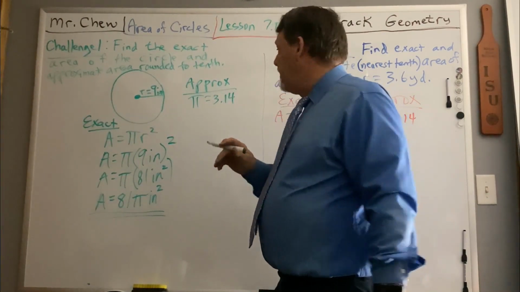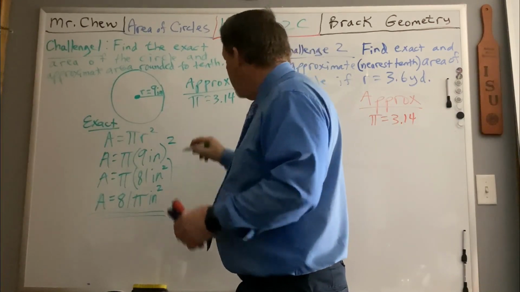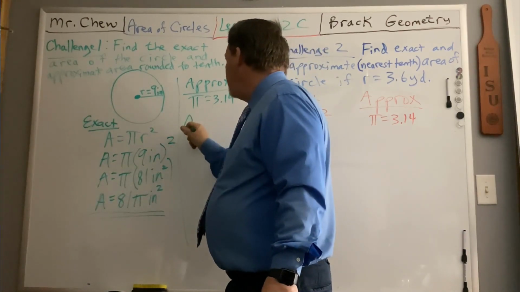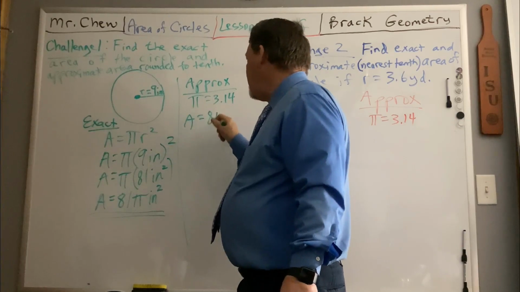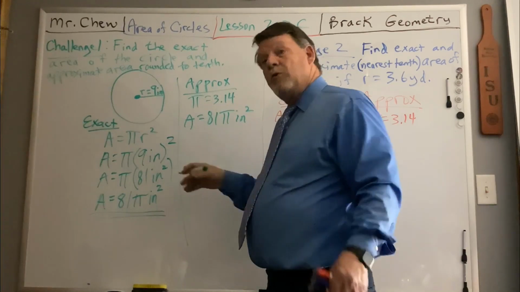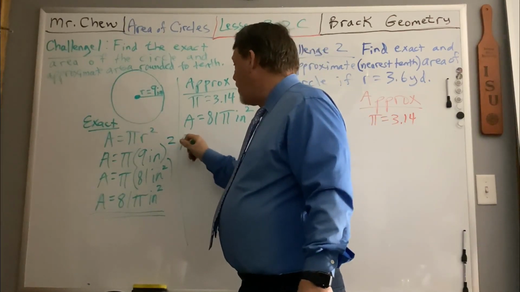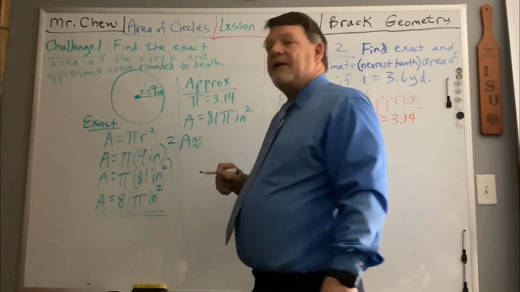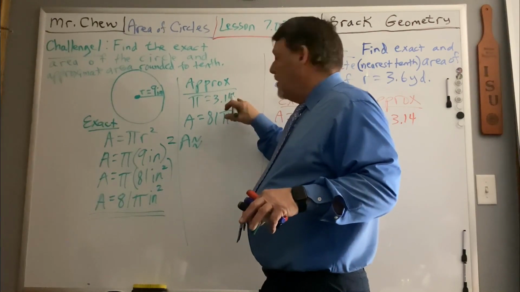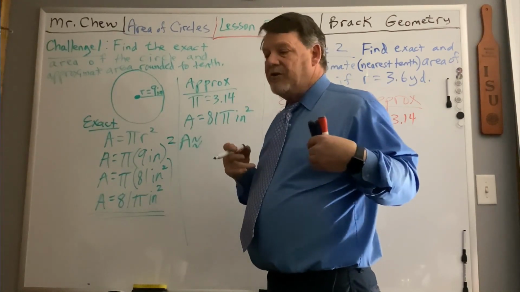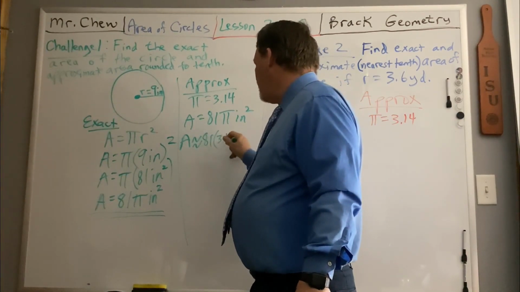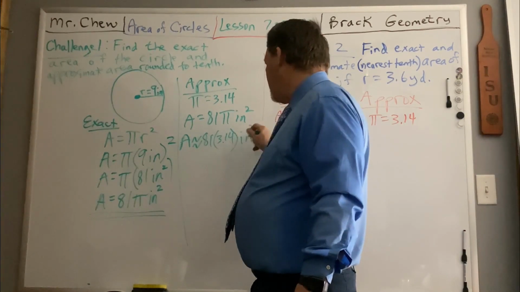Now to find the approximate area, I'll put a line here just so that I can separate these, and write my area in terms of pi, and then I'm going to substitute. Pi is 3.14 using the substitution property of equality, and I change my equal sign to a double tilde because now we've already rounded pi. Because pi is not 3.14, it's just the value that we usually use. So 81 times 3.14 inches squared.